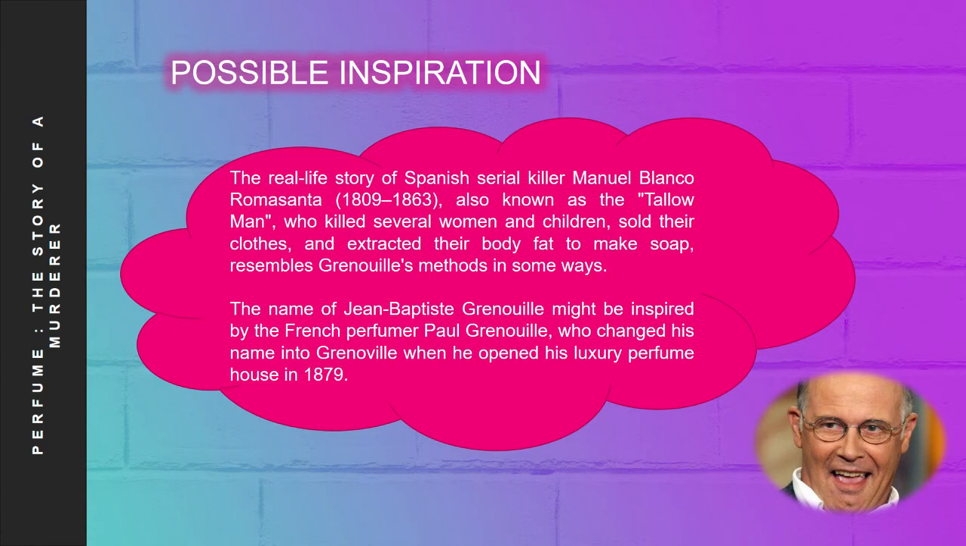There is a possible inspiration that Patrick Süskind may have used to write this novel, which is the real-life story of the Spanish serial killer Manuel Blanco Romasanta, also known as the Tallow Man, who killed several women and children, then sold their clothes and extracted their body fat to make soap, resembling Grenouille's method in some ways. The name of Jean-Baptiste Grenouille might be inspired by the French perfumer Paul Grenouille, who changed his name to Grenoville when he opened his luxury perfume house in 1879.